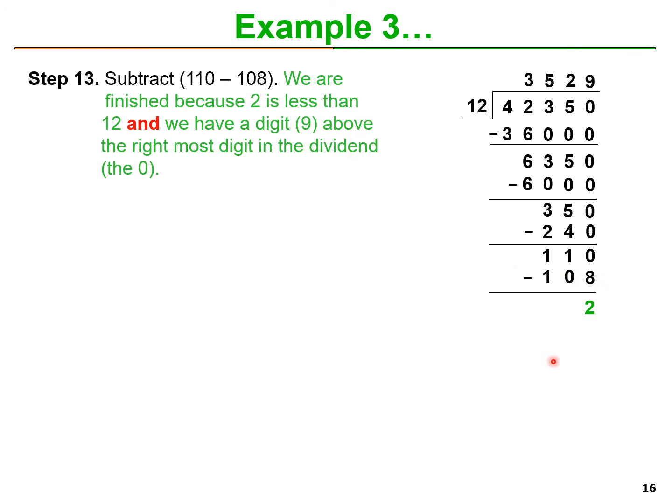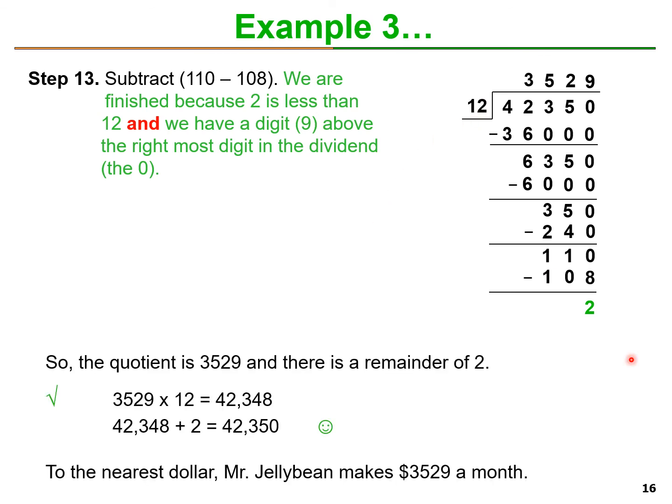We are finished because this subtraction resulted in 2, which is less than the divisor. The divisor is 12. 2 is less than 12. And we have a digit, the 9, above the rightmost digit in the dividend. The rightmost digit in the dividend is 0. We have a 9 above the 0. So that, combined with the fact that this subtraction resulted in a number less than the divisor, means that we're finished. So the quotient is 3,529, and there is a remainder of 2.